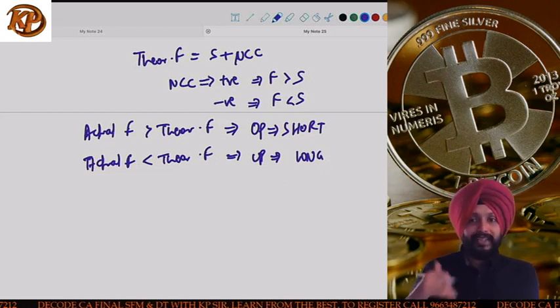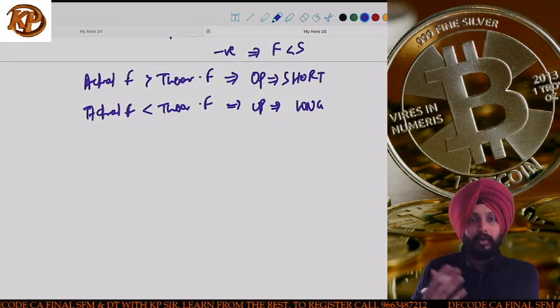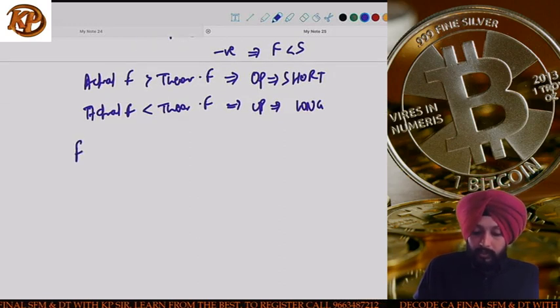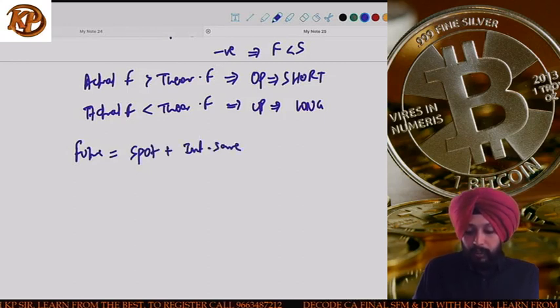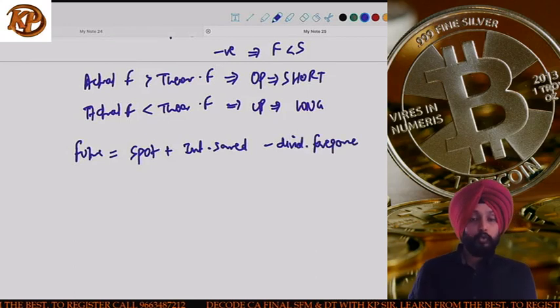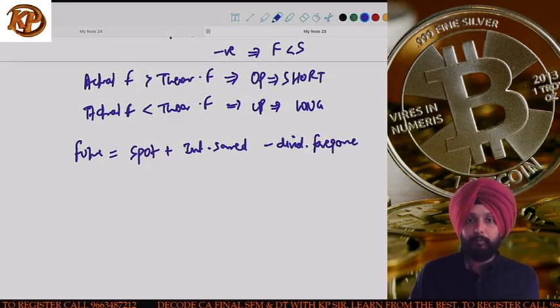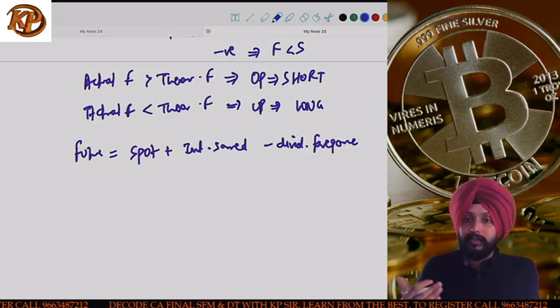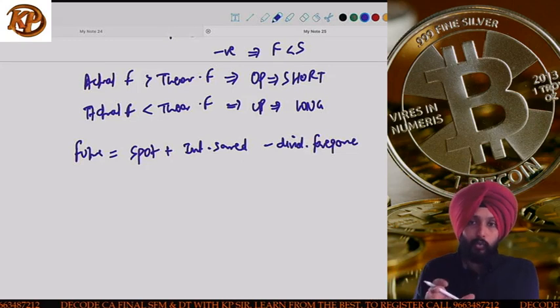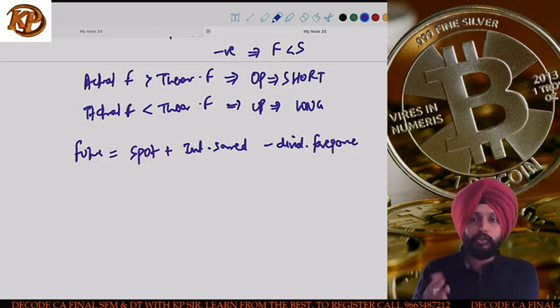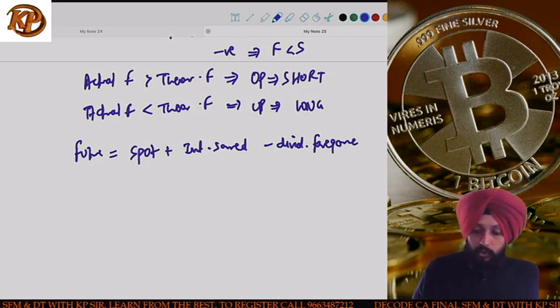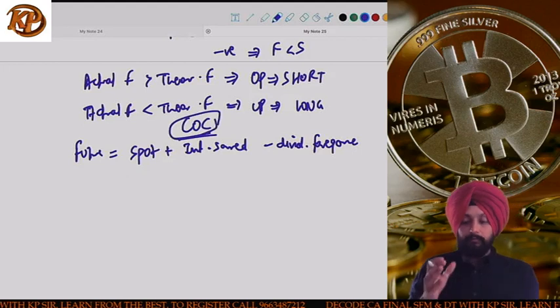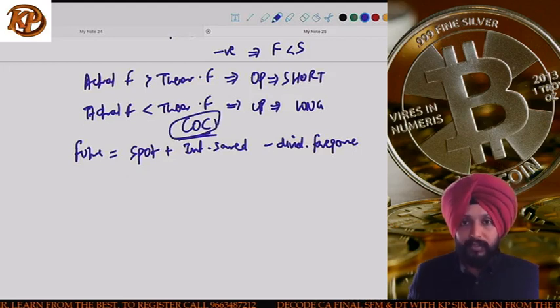After that, I told you which is the simplest equation of futures calculation that can come in the exam. That is, future is equal to spot price plus interest saved minus dividends foregone. I hope you remember this, guys. Future price is equal to spot price plus interest saved minus dividends foregone, and this is the basic equation which can be used. Sometimes when you want to use futures for hedging or speculation, they will not give you the future price, but they will give you necessary information using which you can use the cost of carry model, and then the future price is equal to spot plus interest saved minus dividends foregone.